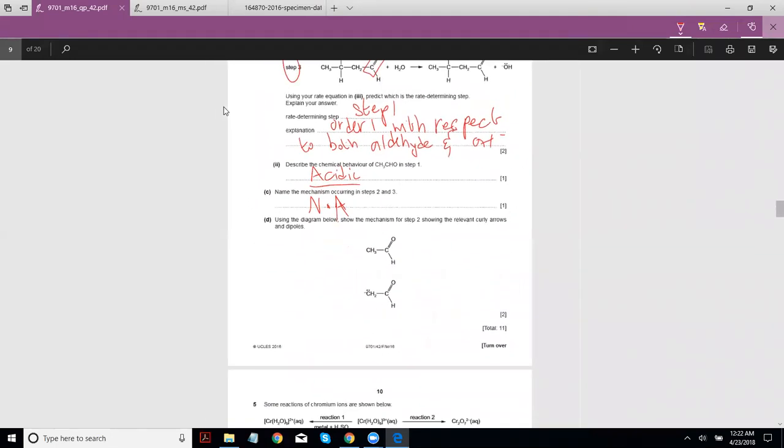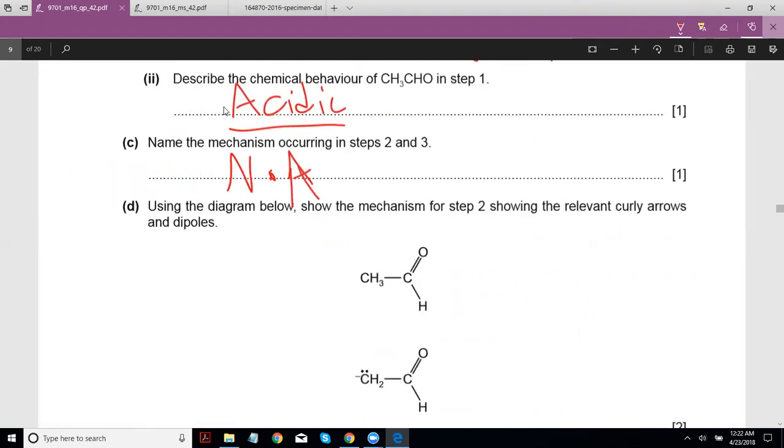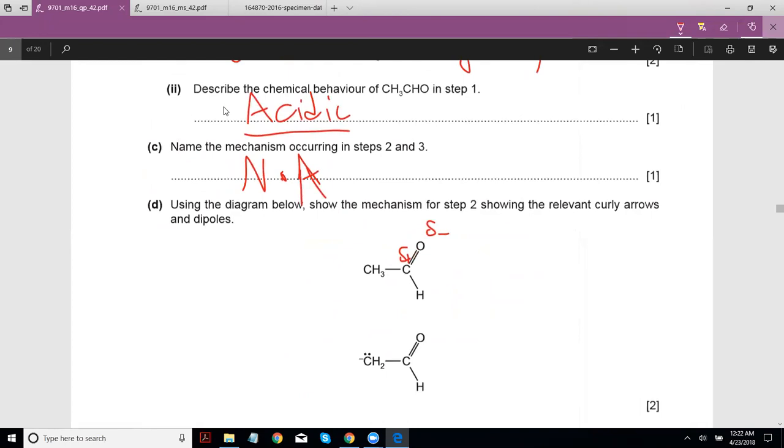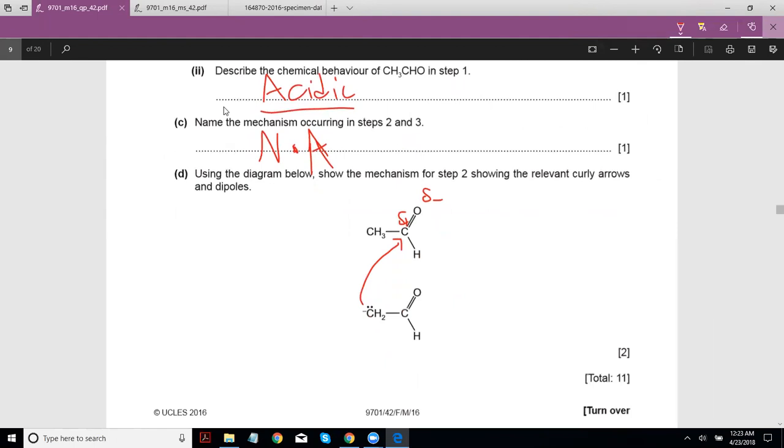Use the diagram below. Show the mechanism for step 2, showing the relevant curly arrows and dipoles. So this is slightly negative, this is slightly positive. Show an arrow from negative to positive. So you just show an arrow like this. Did I miss anything? Plus that double bond breaks. So that is heterolytic fission, so you get this arrow.